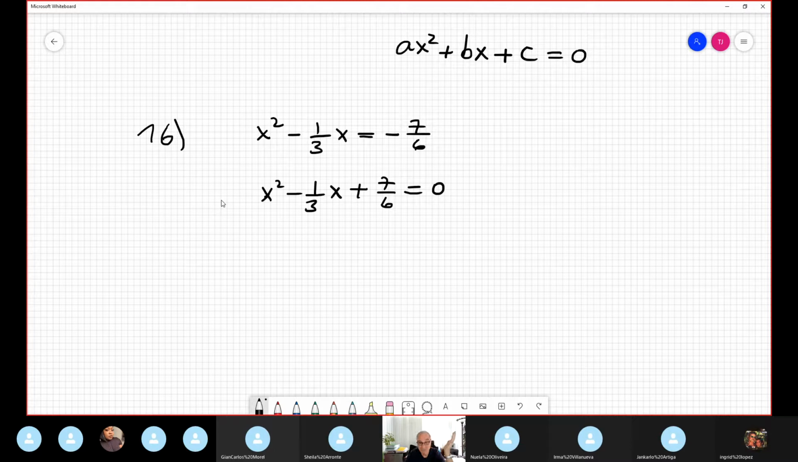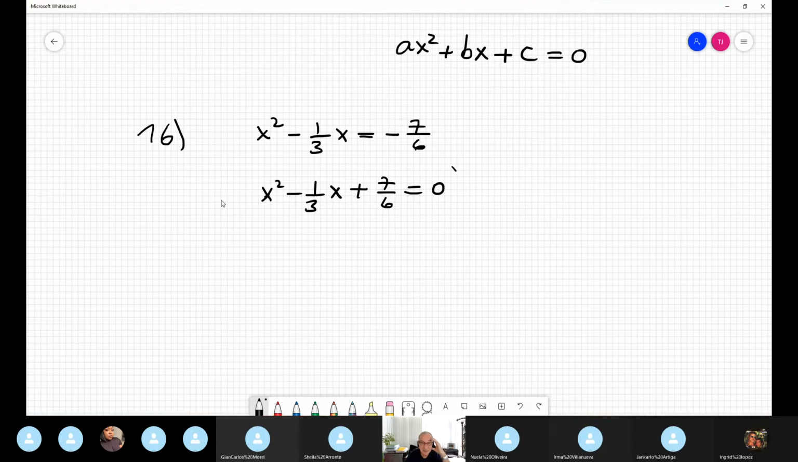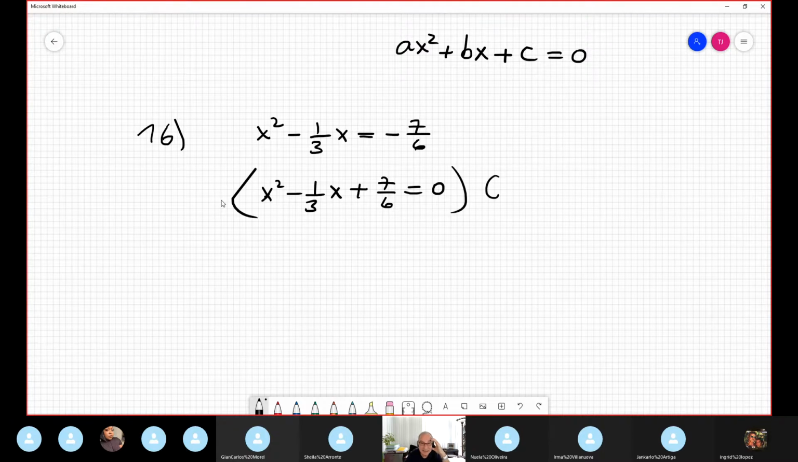And now the same problem, or another problem, is the fraction. Nobody solves like that. A is 1, B is -1/3, and C is 7/6. You can do that, but it's crazy. It's much better to eliminate the fraction. You know, it's classical in algebra: if you want to clear some fraction, you multiply the entire equation by the LCD. It's obvious that the LCD is 6.